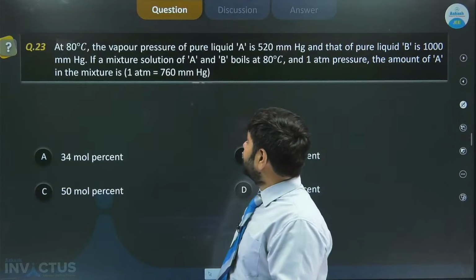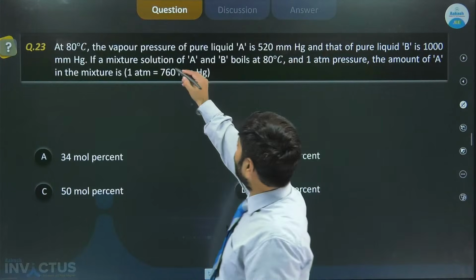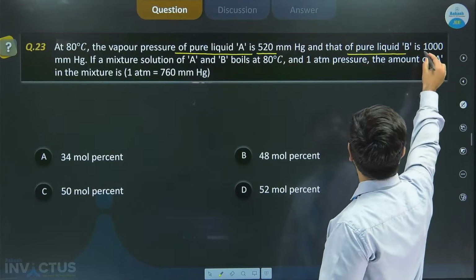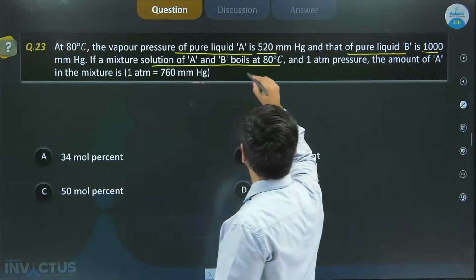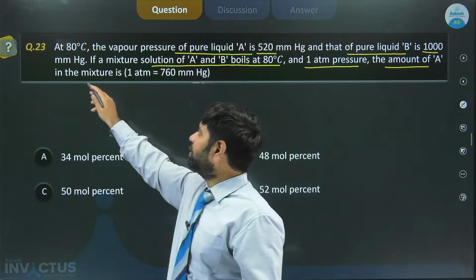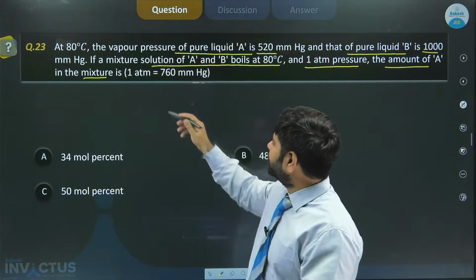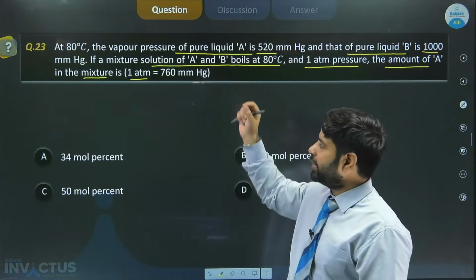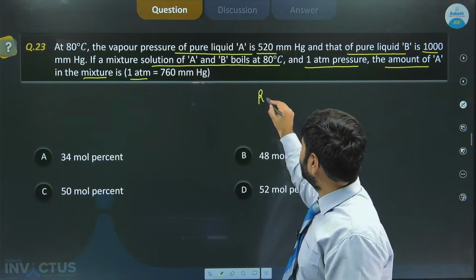Question number 23, that is the liquid solution question. Let's read the question. The vapor pressure of pure liquid A is 520 mmHg and that of pure liquid B is 1000 mmHg. If a mixture solution of A and B boils at 80 degrees Celsius and 1 atm pressure, we have to calculate the amount of A in the mixture. That means total pressure is given as 1 atm, and it is asking about the amount of A present in the mixture. So we can simply use Raoult's law here. What is Raoult's law?